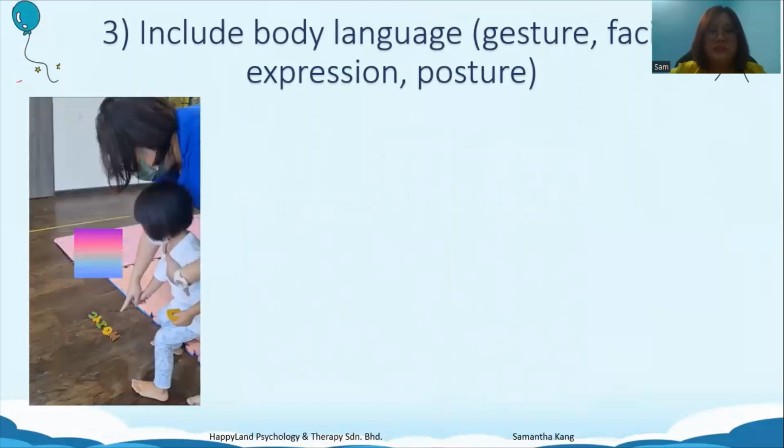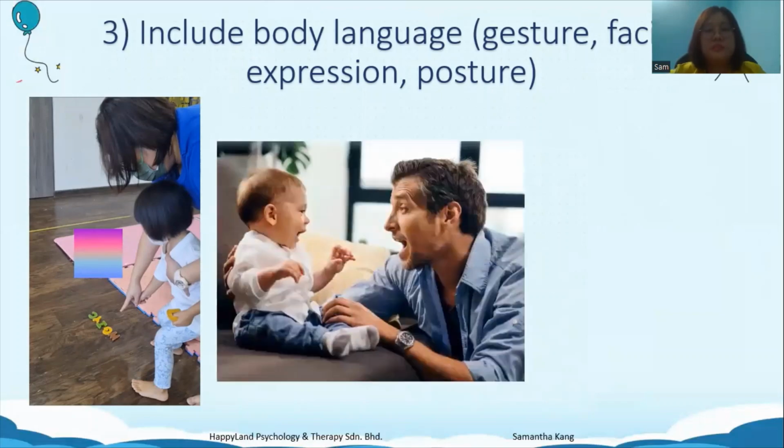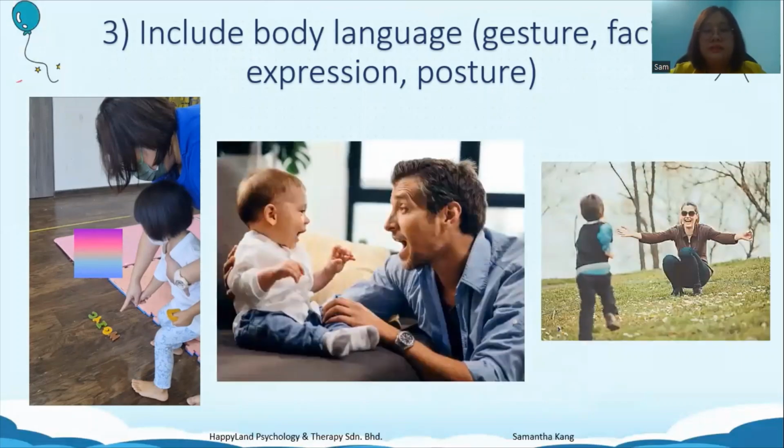Okay, the third strategy will be to include body language, which is also our gesture, facial expression, and posture. Sometimes, when we are communicating with the child, we may need to be a little bit extra in our gesture and our facial expression. Okay. But you also need to observe your child's reaction.